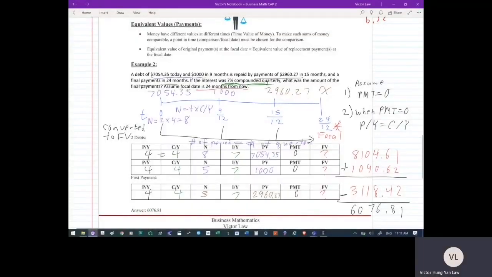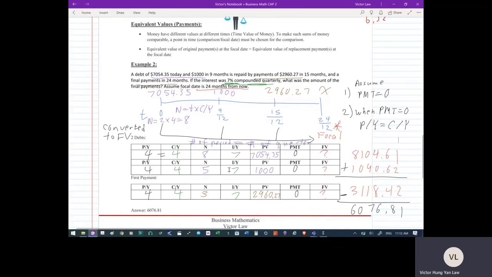So now we're going to find out the future value of the first payment. And the only difference in the setup of the equation is that now our present value is the $29.60. That is our present value because we're converting this cash flow, $29.60, to the focal date, to the future value, 24 months from now. And when we're calculating N, it's based on the time between the two dates. So between 15 months from now and 24 months from now, that is 9 months. So there's a 9 month gap between those two dates.